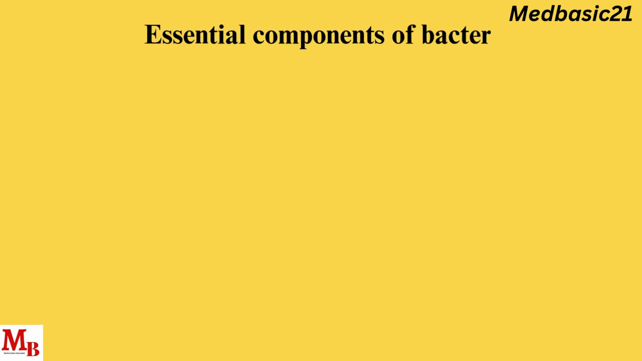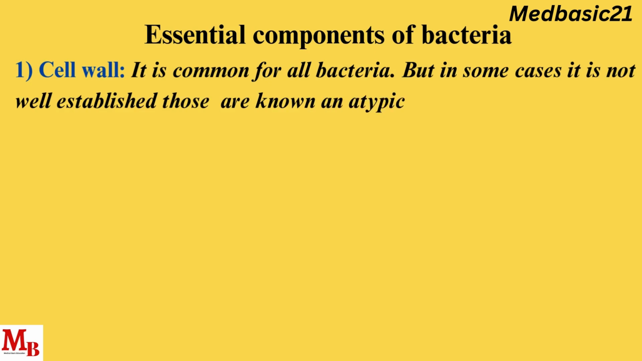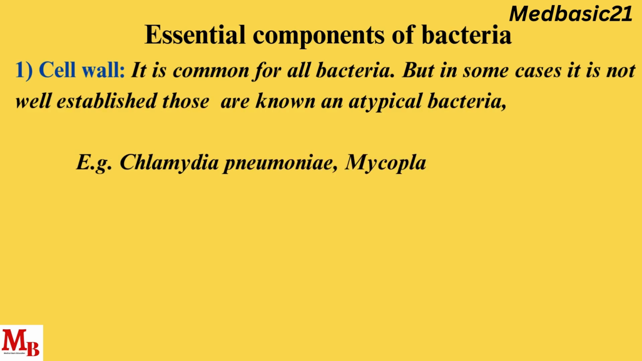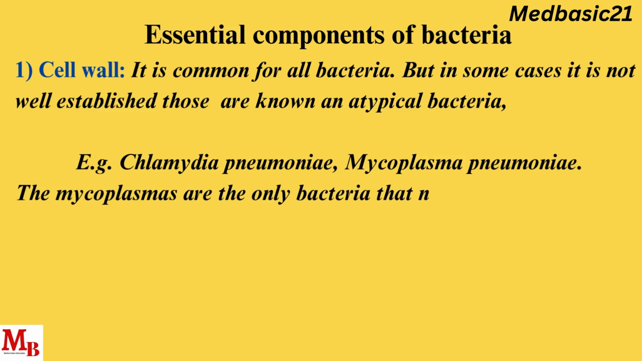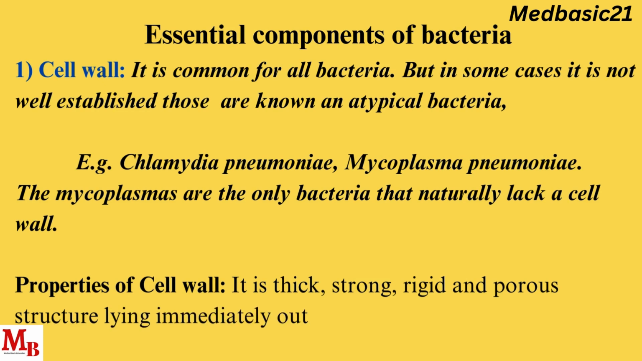Essential components of bacteria. 1. Cell wall. It is common for all bacteria, but in some cases it is not well established. Those are known as atypical bacteria, like Chlamydia pneumoniae, Mycoplasma pneumoniae. The Mycoplasmas are the only bacteria that naturally lack a cell wall. Properties of cell wall: it is thick, strong, rigid and porous structure lying immediately outside the cell membrane.